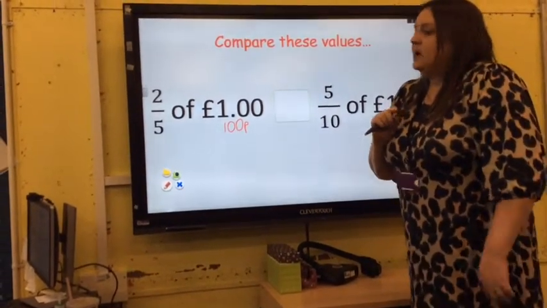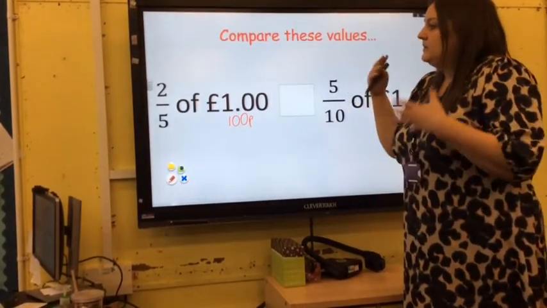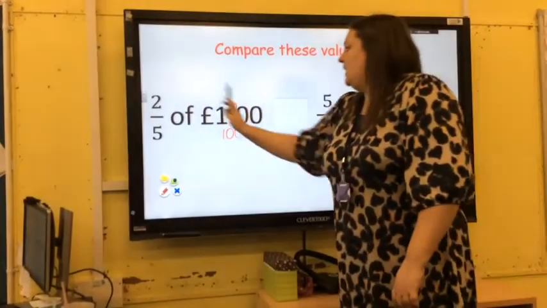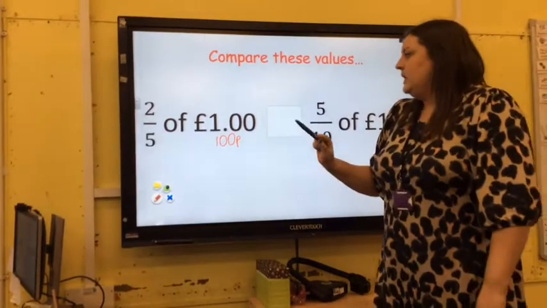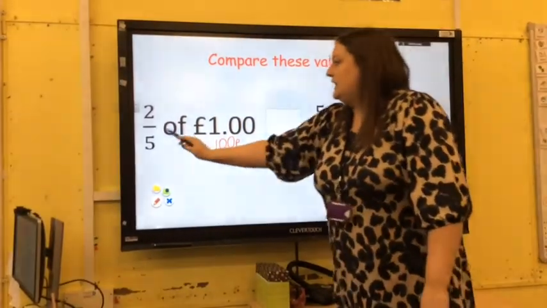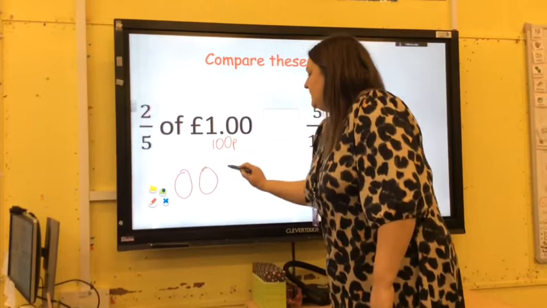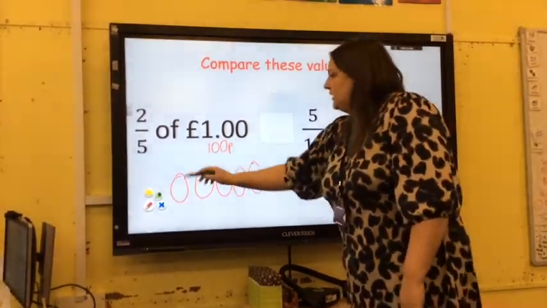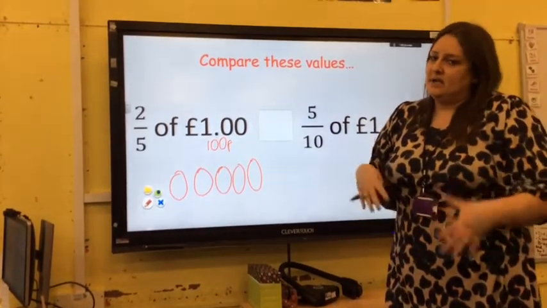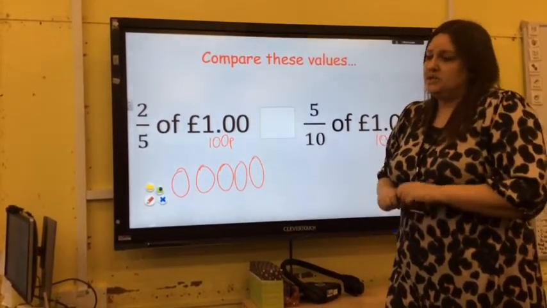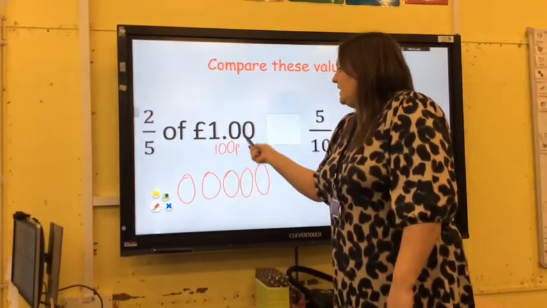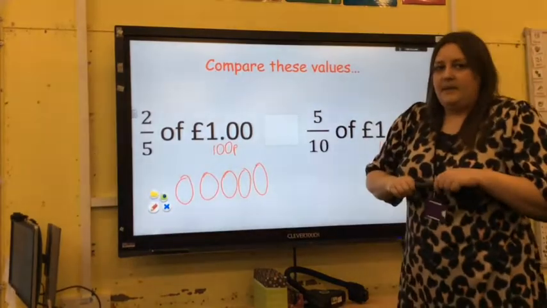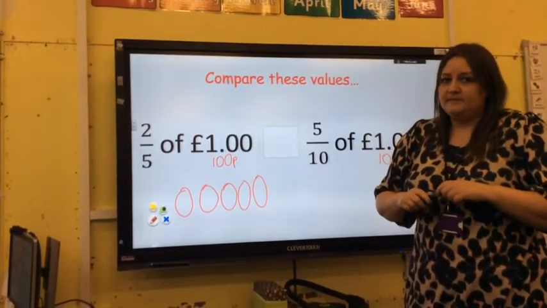And I'm not going to get 100 pennies this time, but we're going to use our times table knowledge instead. So, if I'm looking at 2/5 of 100, I know I need to split 100 into 5 groups. 1, 2, 3, 4, 5. And what I could do is draw 100 dashes and share them out, but that could take me a long time. So instead, I could use my times table knowledge. If I had 100 divided by 5, what would that be?